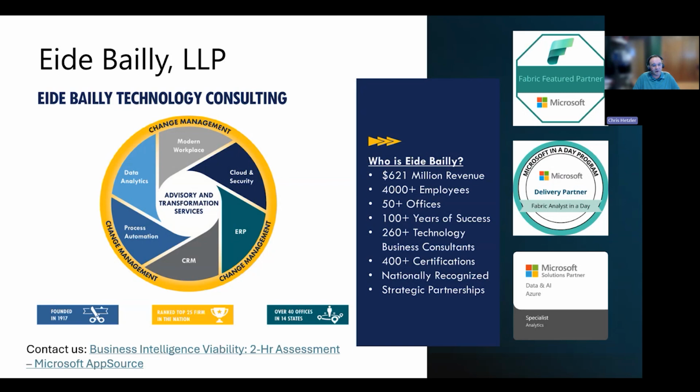This also says 40 offices. It's over 50 offices now in, I believe, 16 states. We are a 107-year-old company. We're actually now up to about 800 million in revenue, 4,000 employees. You may have heard of us on the business advisory and CPA side, but we do have a very large technology consulting group as well.